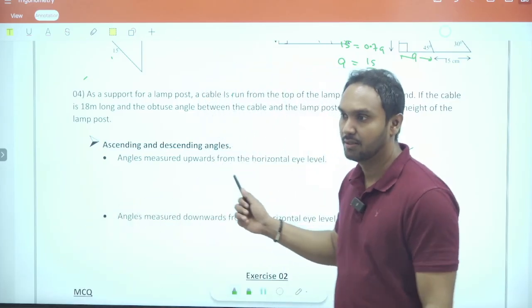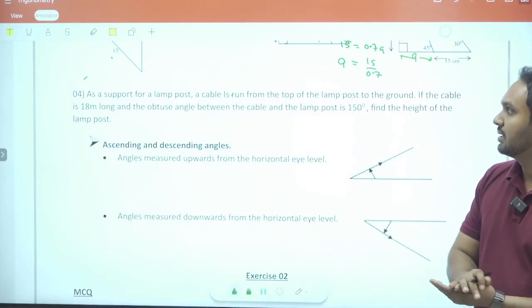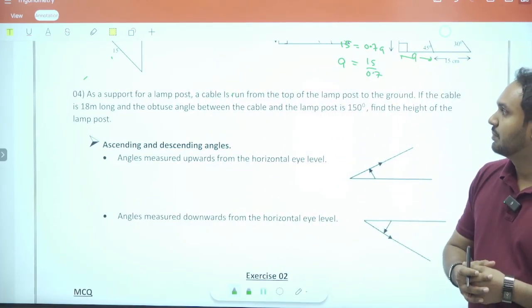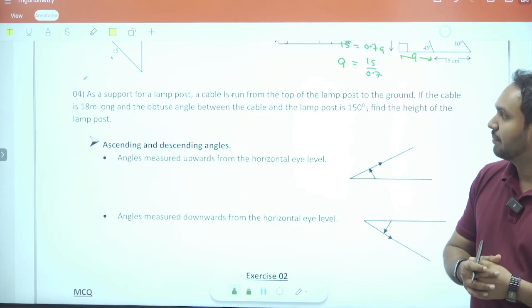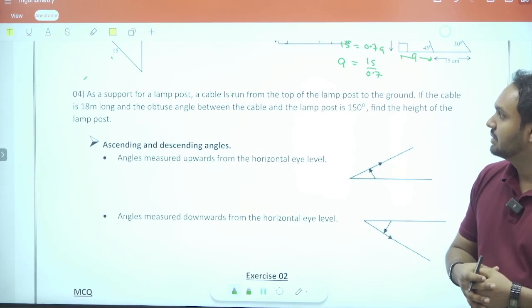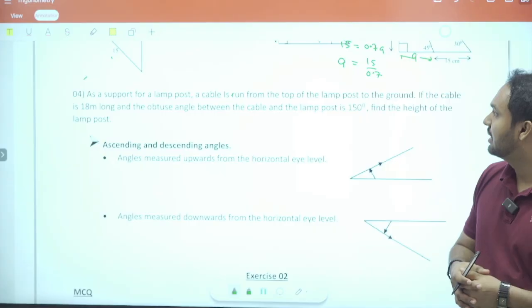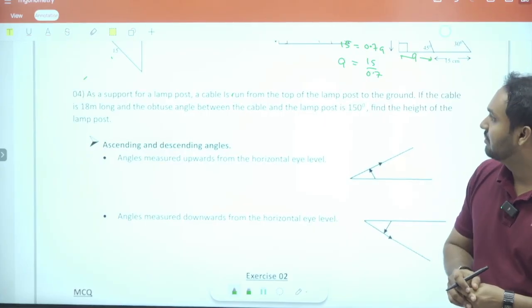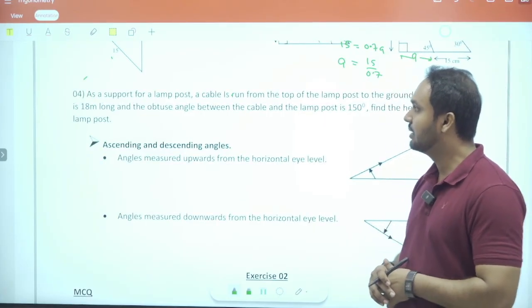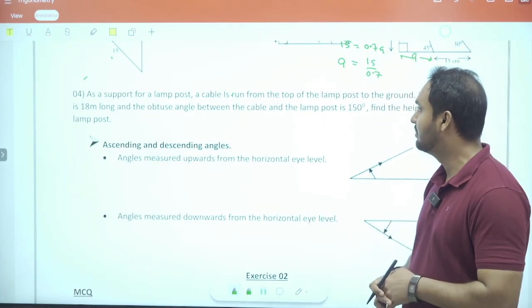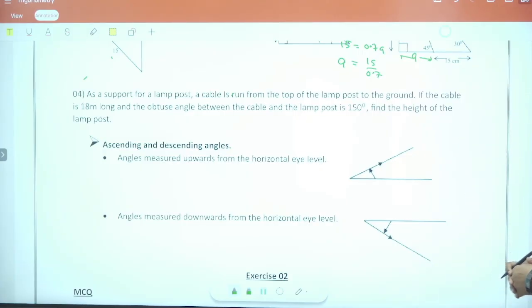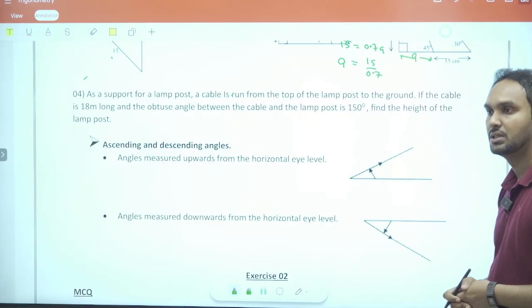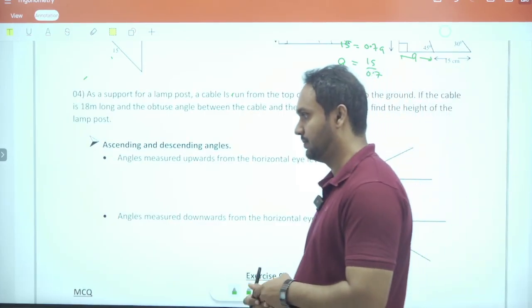Draw a sketch here. As a support for a lamp post, a cable is run from the top of the lamp post to the ground, right? If the cable is 18 meters long and the obtuse angle between the cable and the lamp post is 150 degrees, find the height of the lamp post. Draw it.